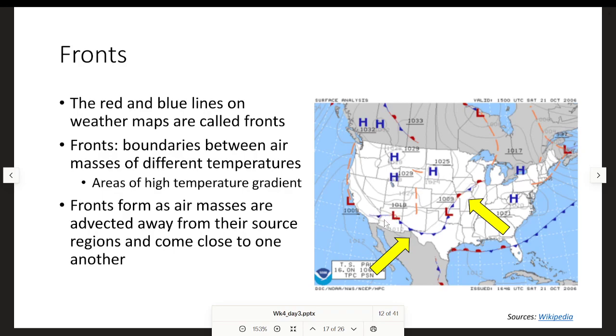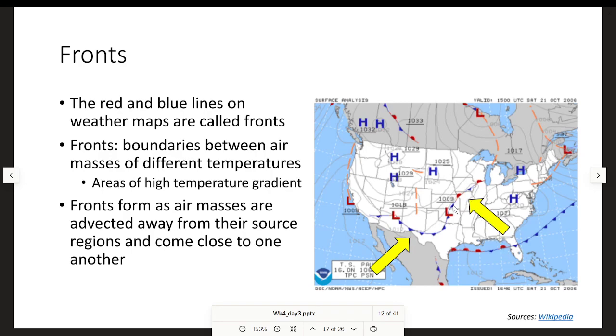There are areas of high temperature gradient, and fronts form as air masses are advected away from their source regions and come close to one another. So, this is the edge of the air mass, and it's not in its source region anymore. Its source region's up in Canada, but it's been advected down into Texas. And this right here is a stationary front, but its air mass comes from the Gulf.